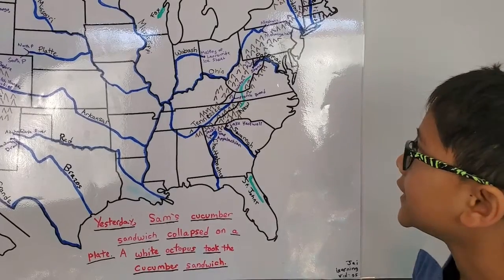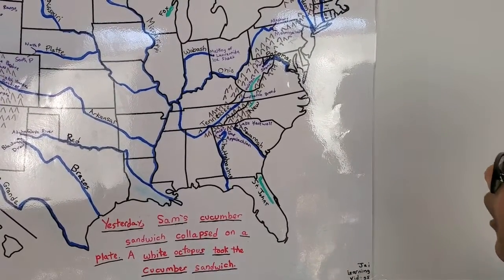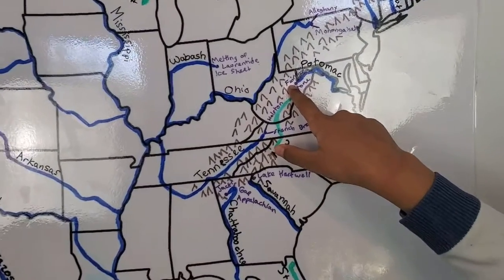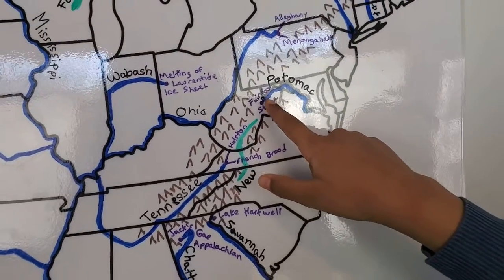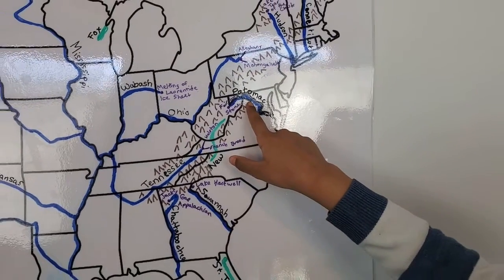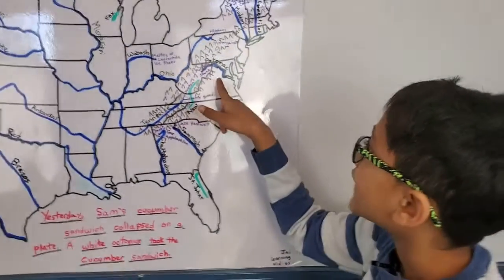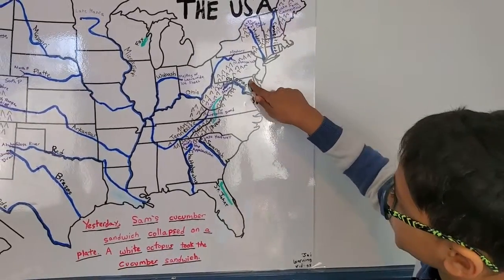So next is the Potomac River. So the Potomac River is formed in Fairfax Stone in West Virginia. It forms a natural border of Maryland, and Washington, D.C. is on this river, and then it empties out into Chesapeake Bay, which is this bay over here.